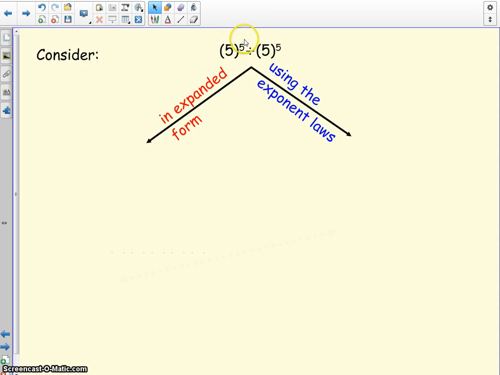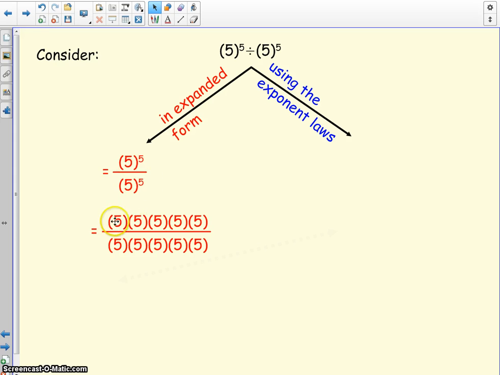So ignoring exponent laws for now, if I were to write this in expanded form, okay, rewriting it as division, this is really 5 copies of 5 divided by 5 copies of 5. Okay, so what happens here is all these 5's cancel, okay, and you're left with really just 1. Okay, which kind of makes sense here because you're dividing something by itself, so anything divided by itself is 1.